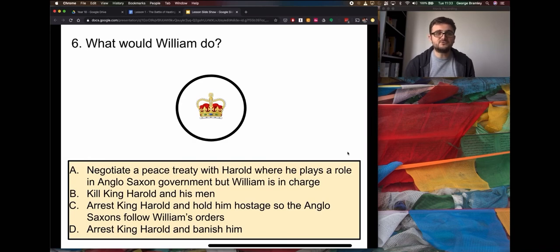Or will William, Duke of Normandy, decide to arrest King Harold, hold him hostage so the Anglo-Saxons will follow his orders, much like Harald Hardrada tried to do before the Battle of Stamford Bridge? Or will William, Duke of Normandy, arrest King Harold and banish him from Anglo-Saxon England, forcing him to go live somewhere else in Europe as an exile?